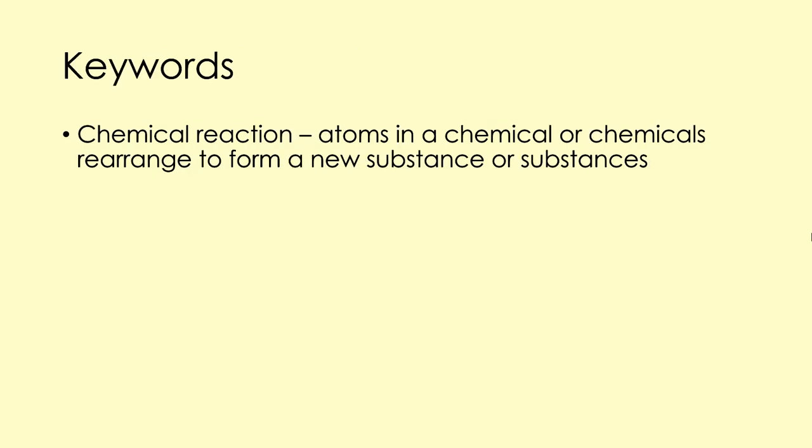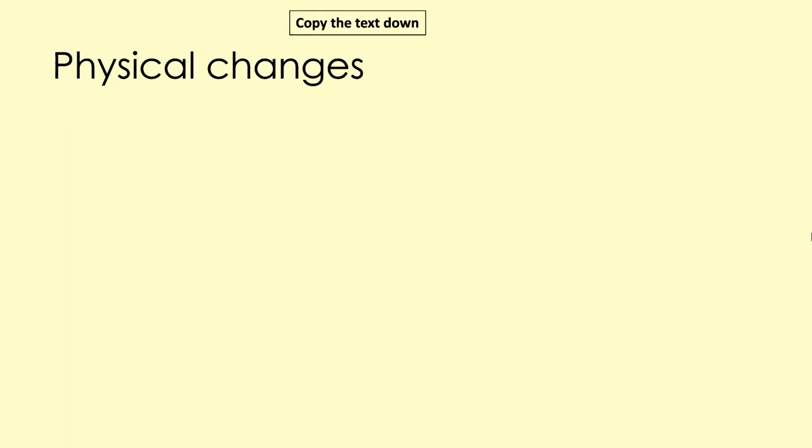So keywords first. The key phrase for today's lesson is chemical reaction. We've met chemical reactions in year 7 and year 8. You've done plenty. But apart from thinking that it's something exciting that happens in the chemistry class, you might not have thought deeply about what it is. So in a chemical reaction, the atoms in a chemical or chemicals are rearranging. They're breaking bonds and forming new bonds, and then they're forming a new substance or substances.